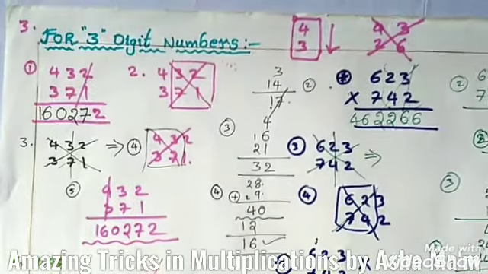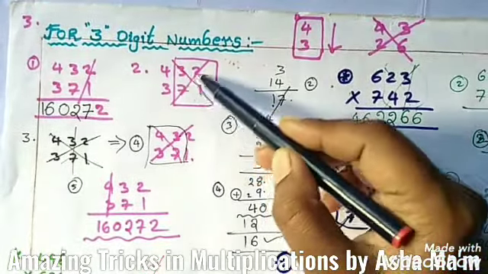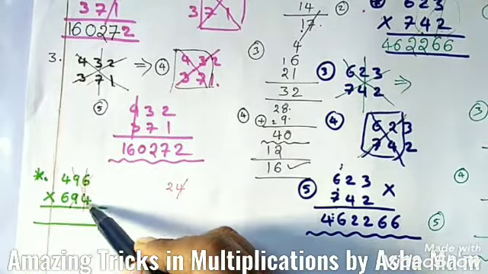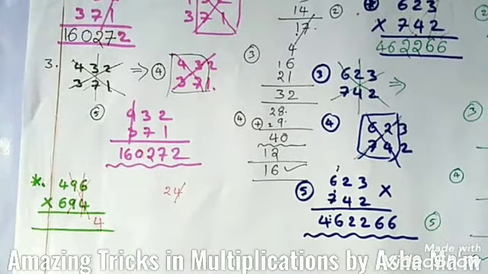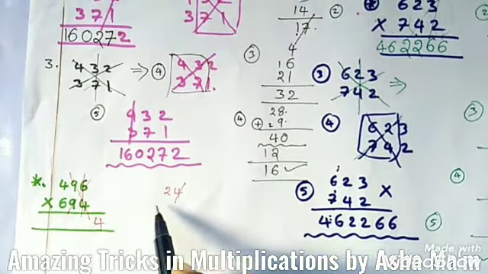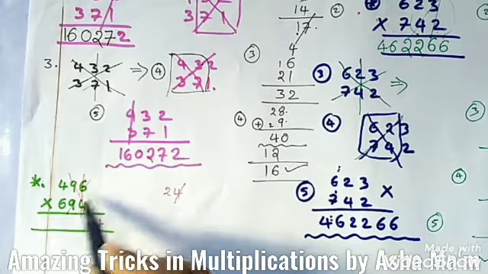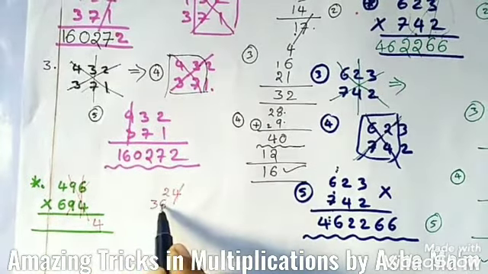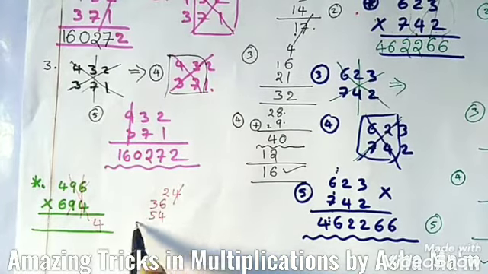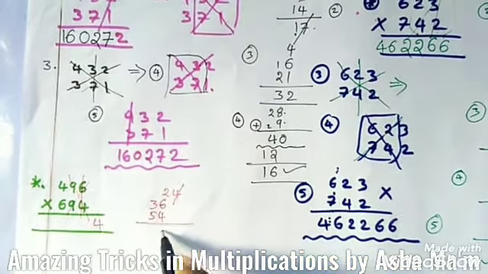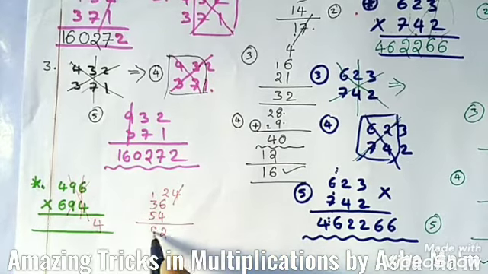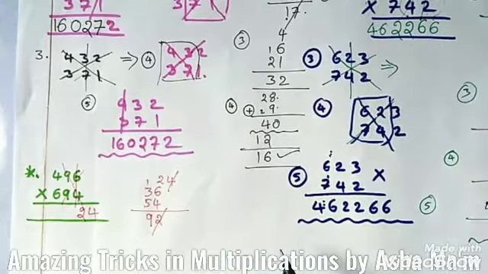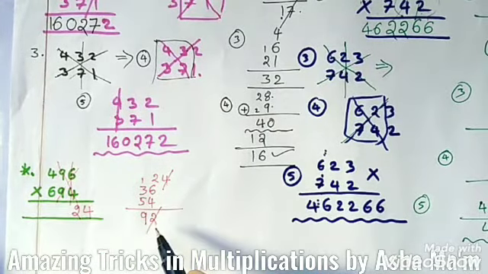Next, in step 2, cross multiplication of the last two digits. So here 9 4s and 9 6s are 36 plus 54. If you add these numbers, 10 plus 2 is 12, here 9, 92. So this 2 you should write here in the answer, then 9 should be carried forward.